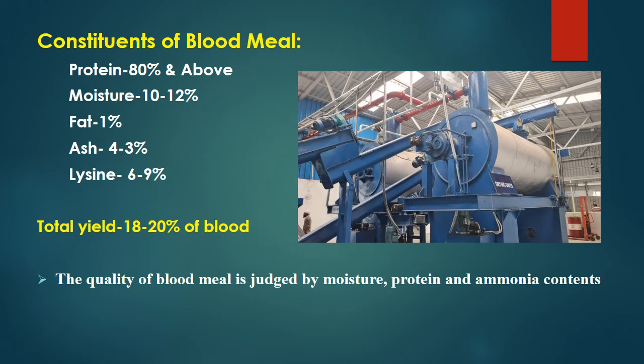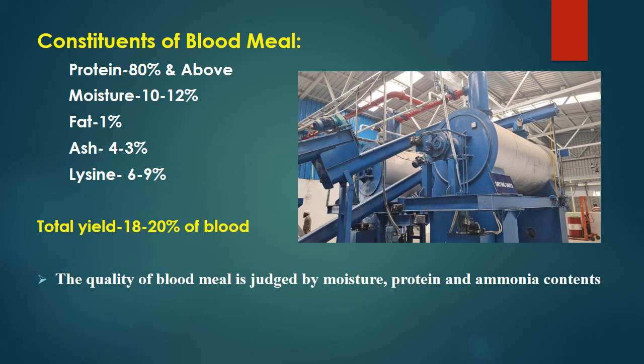Here we will see the composition of blood meal. Earlier I have mentioned the protein content should be minimum 80% or above. The moisture 10 to 12%, fat 1%, ash 3 to 4%, and lysine 6 to 9%. So it's a very rich source of lysine.